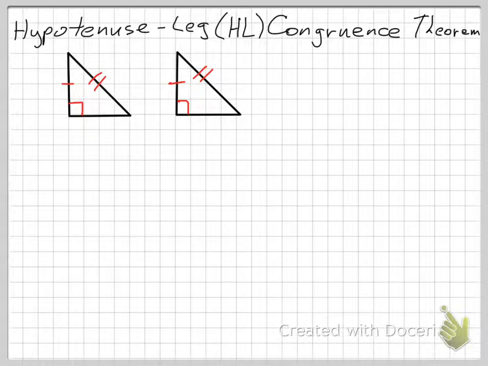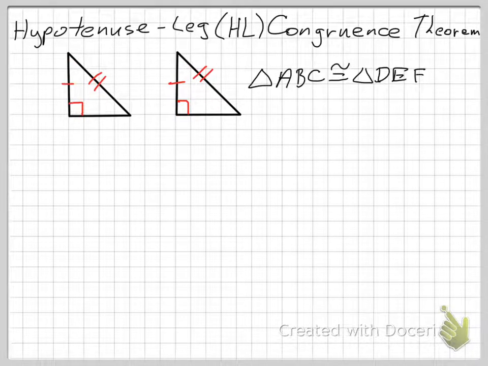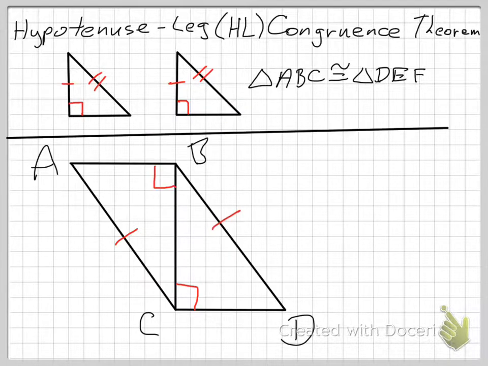So by definition of a right triangle, if we have a right angle in it, then it must be a right triangle. So we have two right triangles, and then we have the two hypotenuses are congruent to each other, and we have the two legs are congruent to each other. And so we can say that triangle ABC is congruent to triangle DEF. And that's called, again, the hypotenuse-leg congruence theorem. You can just abbreviate it on a proof as HL.